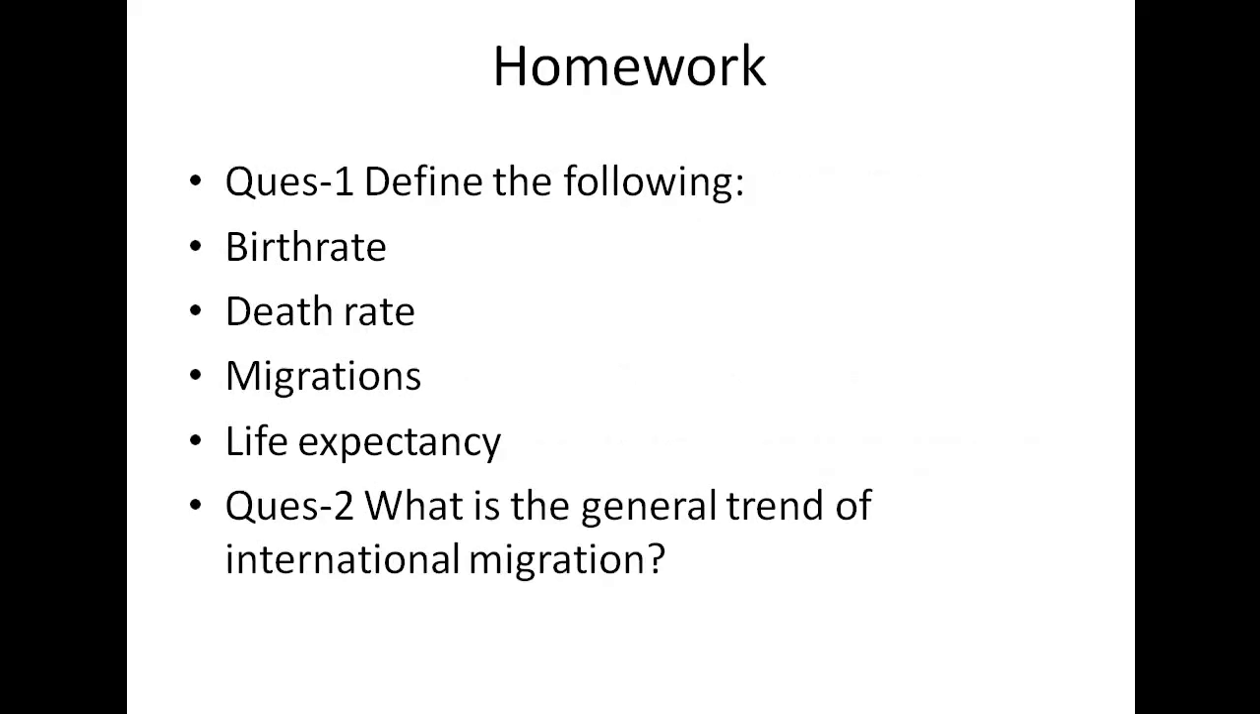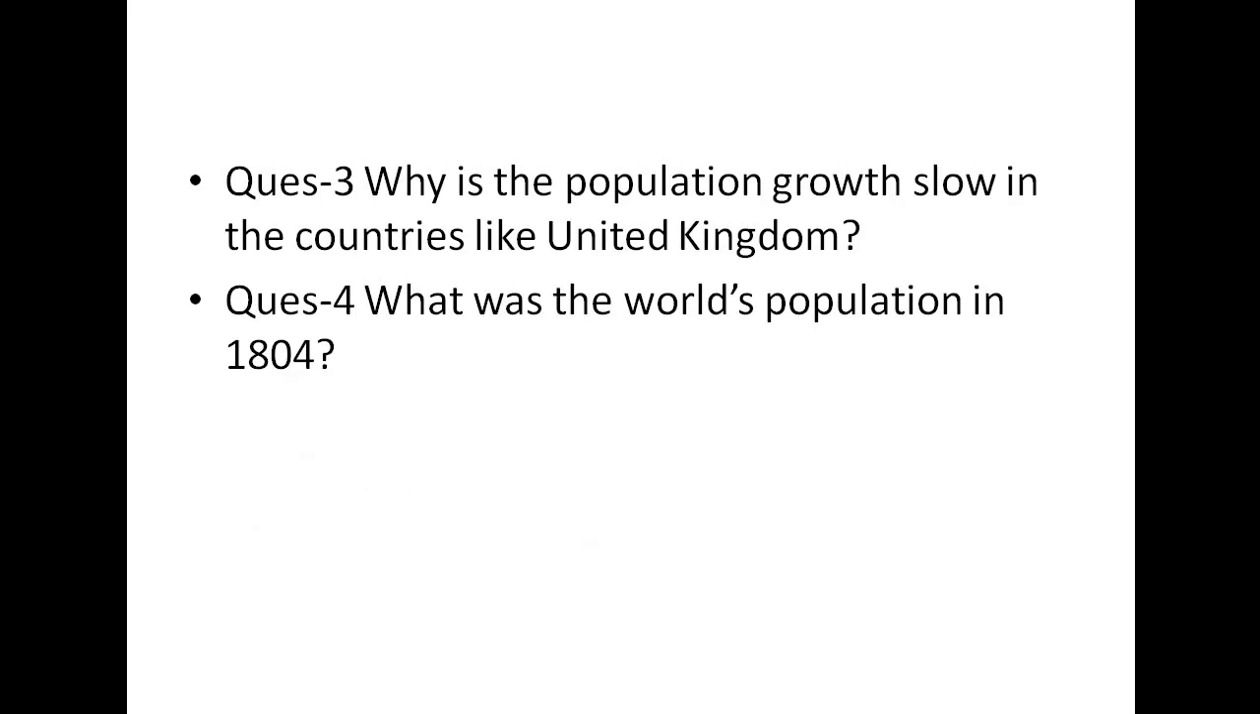Now this is the homework that I want to assign you for today's lecture. The first question is to define the following. These are the different points that you have to define. First is birth rate, second is death rate, third is migrants, and fourth is life expectancy. So you have to define these. Then the second question is, what is the general trend of international migrations? Then question number 3, why is the population growth slow in countries like the United Kingdom? And question number 4, what was the world's population in 1804? So these are the 4 questions that you have to do as homework.